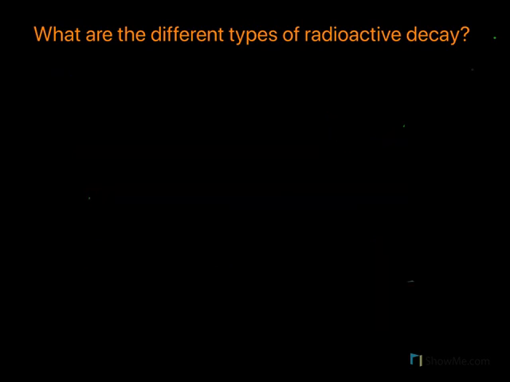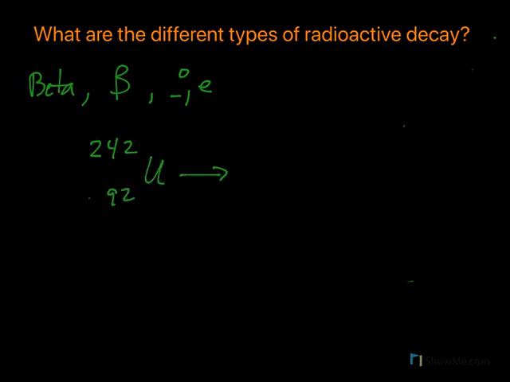The other type of radioactive decay is beta decay. We can designate beta as the Greek symbol beta, or it can be thought of as an electron. A beta particle is very much like an electron. So let's pick our element that'll go through a beta decay. Let's pick again uranium-242. It'll produce a beta particle. And again, what is the other product?